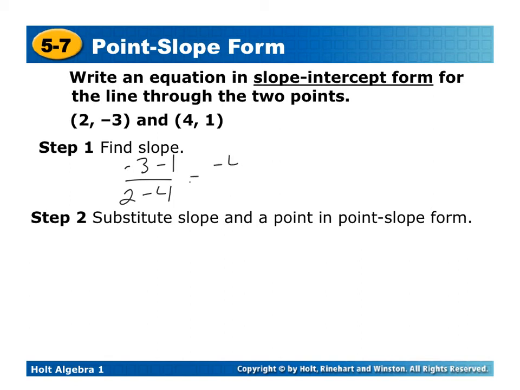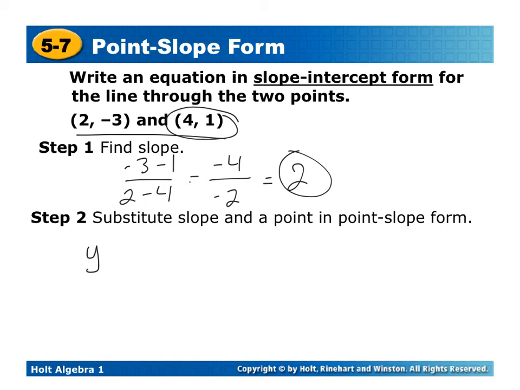-3 minus 1 gives us -4. Remember to do y minus y. 2 minus 4 gives us -2. This is going to simplify to +2. Now that I have my slope, I can pick either one of my points. I'm going to go ahead and pick 4, 1, just for positive numbers. It doesn't really matter which one I pick. You'll end up with the same equation in the end anyway.